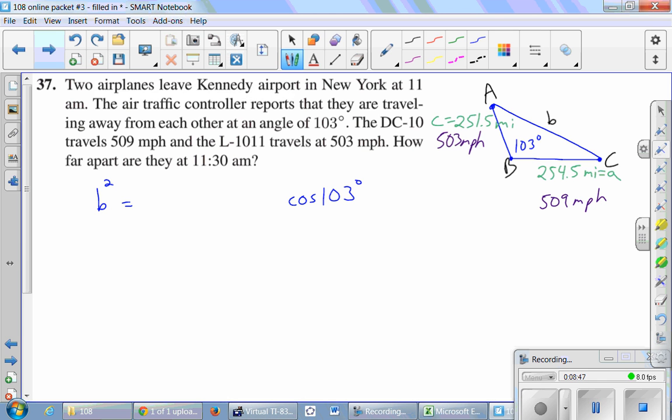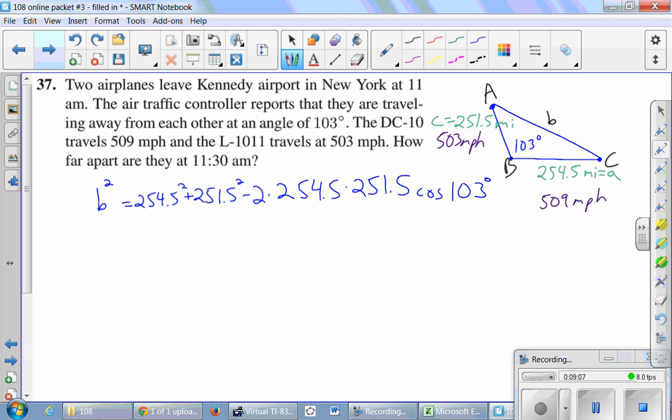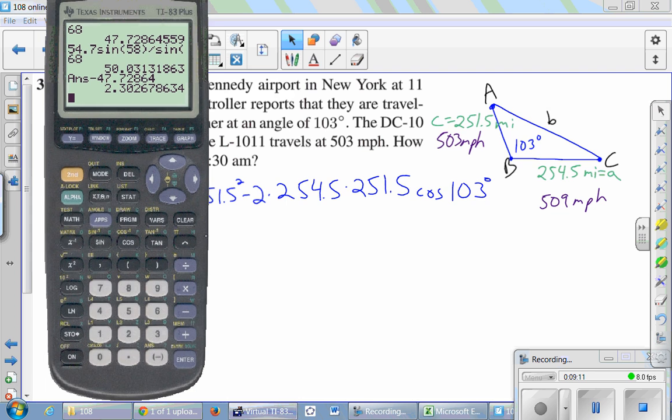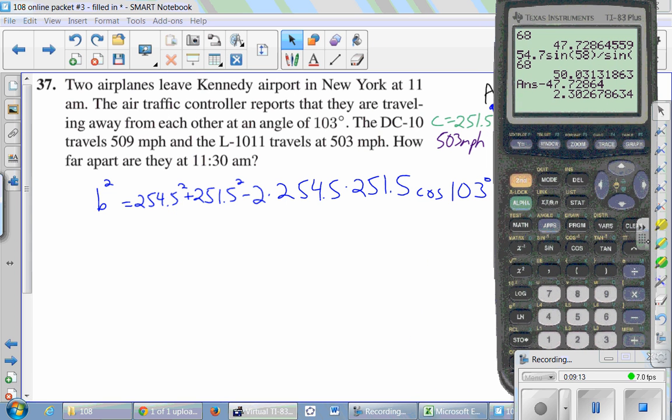And then we can fill in our law of cosines. So a squared, 254.5 squared plus 251.5 squared minus 2 times a times c. And then we'll just copy that cosine of 103 that we had before. And the nice thing about using the law of cosines when it's written in this form is that you can just type this whole thing in one shot. So let's try typing it in.